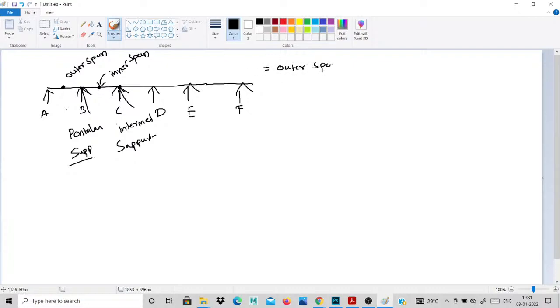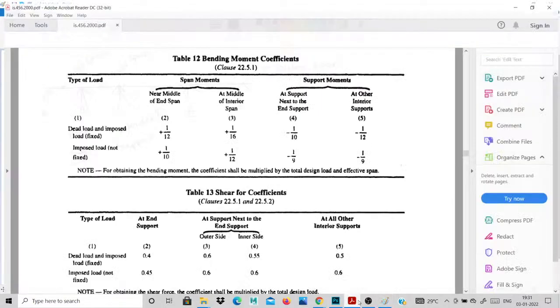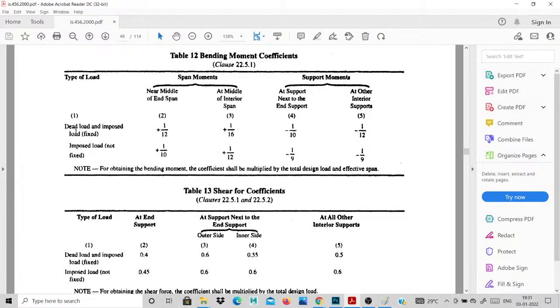Outer span formula. The outer span bending moment will be calculated for you. First thing, do not combine the live load and dead load. The live load and dead load have separate formulas. This is a dead load formula, then live load. If you go for a simply supported one way slab, you combine the dead load and live load.